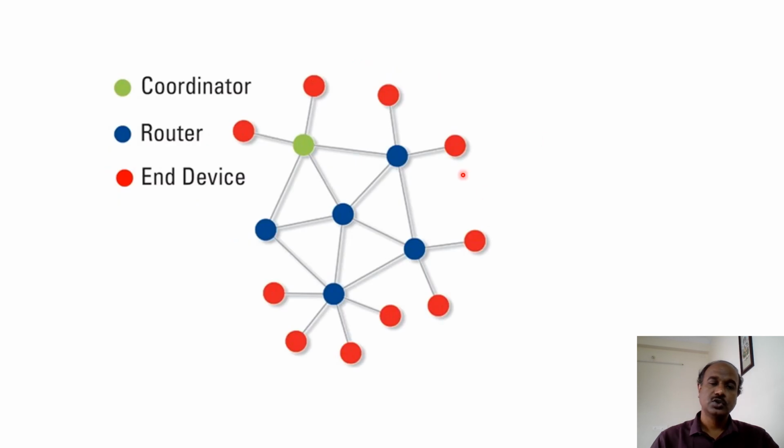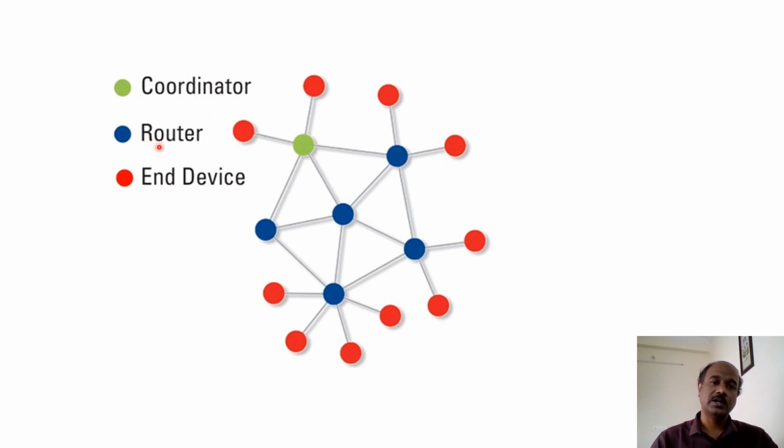Any ZigBee network will look like this. It will have three types of devices. The first one is called the ZigBee coordinator. This green colored one is called a ZigBee coordinator. This is the main device that is responsible for initializing or starting this ZigBee network, and it maintains all the information of the ZigBee network. That is called the ZigBee coordinator.